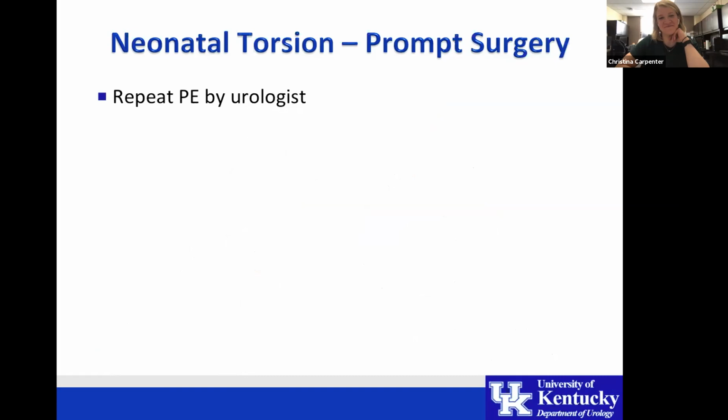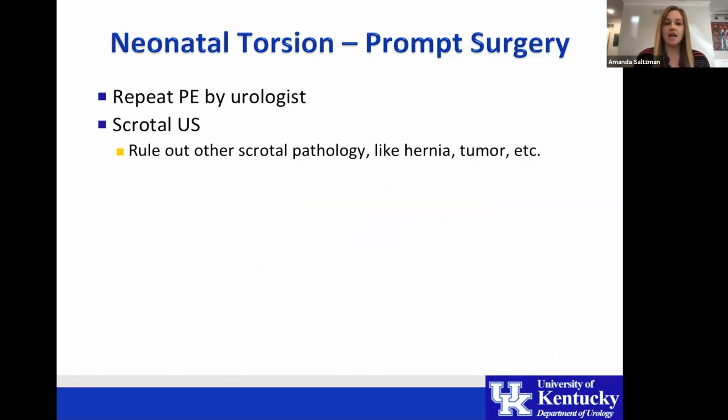So when you get called to the NICU for a potential torsion, obviously you're going to repeat your physical exam. I think a scrotal ultrasound is incredibly, incredibly important. There are some people who would say exam is enough, but there are lots of things that can happen to newborn babies. So you can have hernias and you can have tumors. And certainly the incision that you make would very much be affected by knowing if you were going into the operating room handling one of these as opposed to a testicular torsion.